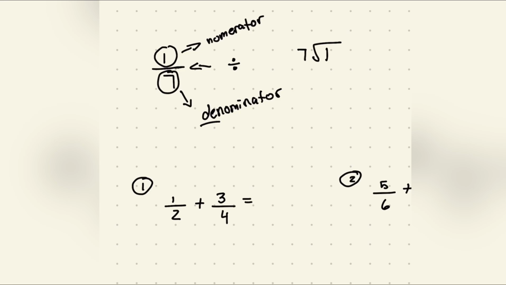The number on top is the one that goes inside of the division bracket, and the bottom goes on the outside. So in other words, the numerator in a division, in any kind of fraction, is the one being divided by the denominator, as we can see here.